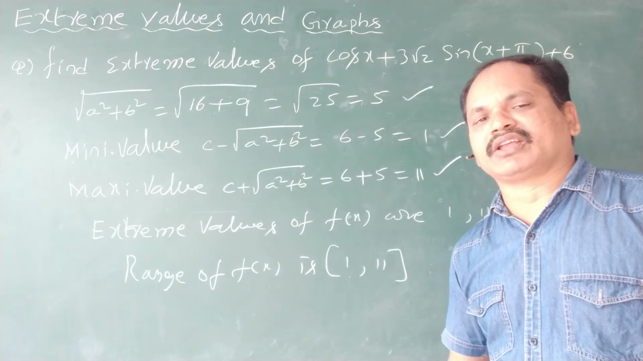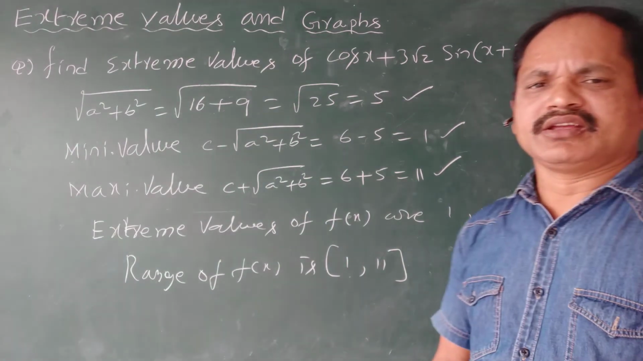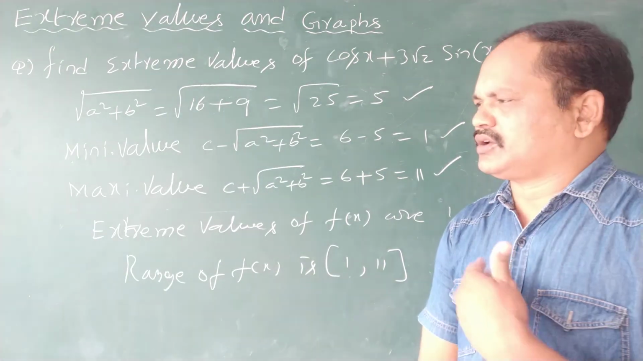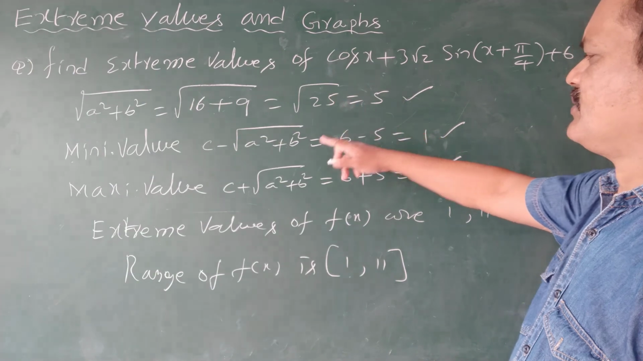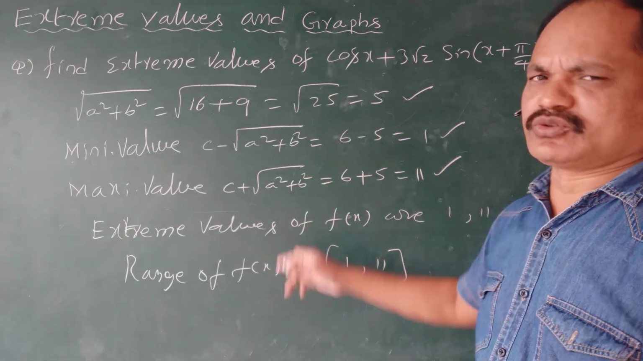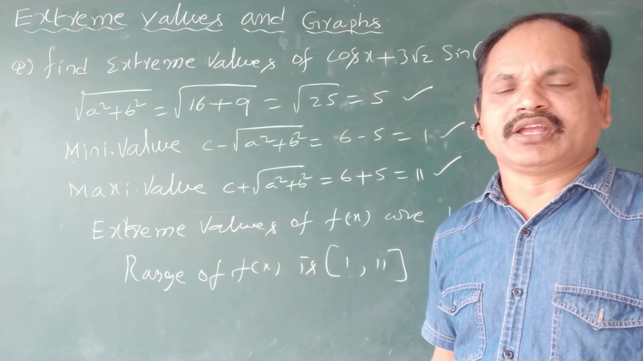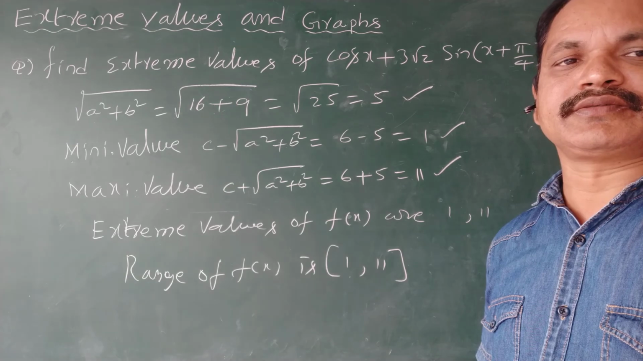Now I will give practice questions. You can practice these types of questions depending upon this formula. You can practice and solve the questions according to this formula: c minus root of a square plus b square and c plus root of a square plus b square are the extreme values of the function a cos x plus b sin x plus c. I will give the practice questions.